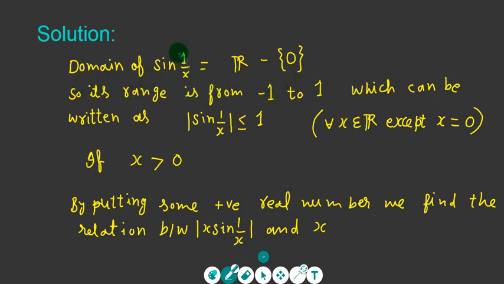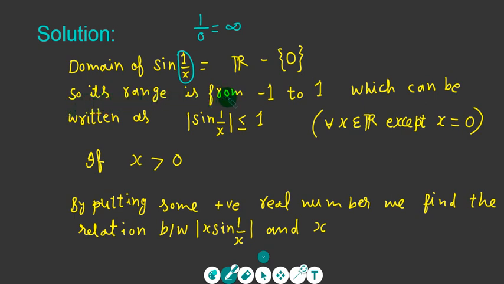As we know, this is the angle of the trigonometric function sine. So this angle cannot be undefined. This is always defined. So if we put 0 value, then we get undefined. So we can put all real numbers, but we cannot put 0. So we say that the domain of sine of 1 upon x is the set of all real numbers except 0.